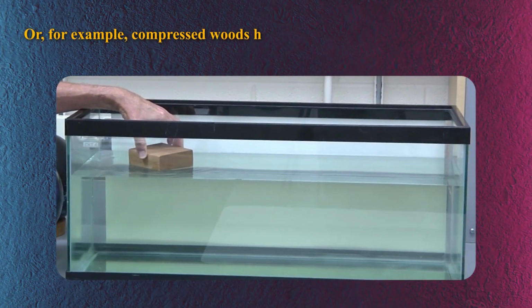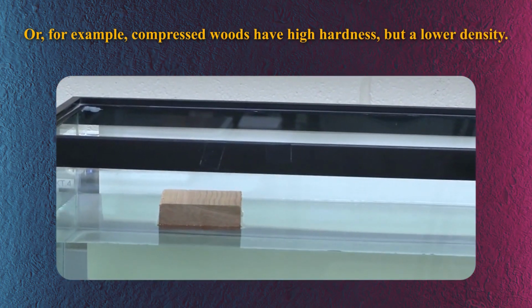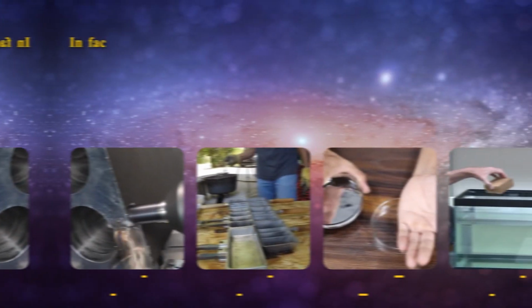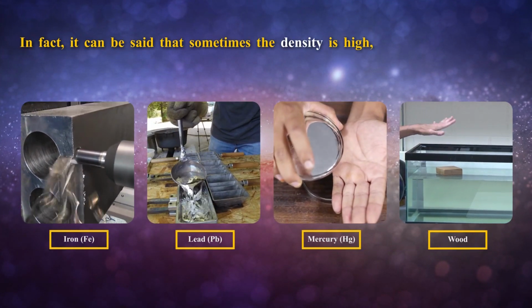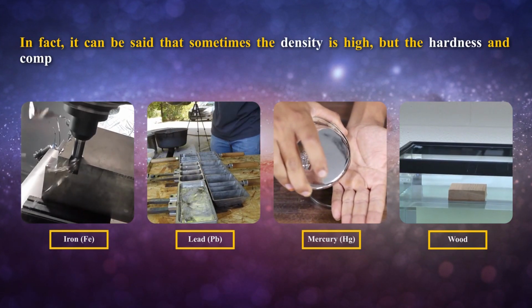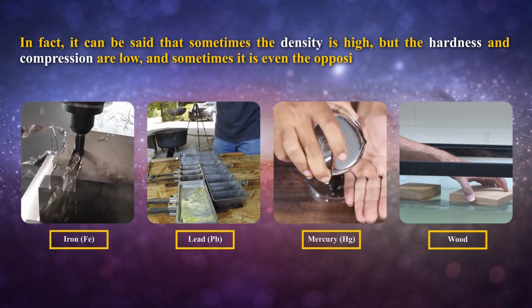Or, for example, compressed woods have high hardness but a lower density. In fact, it can be said that sometimes the density is high but the hardness and compression are low, and sometimes it is even the opposite.